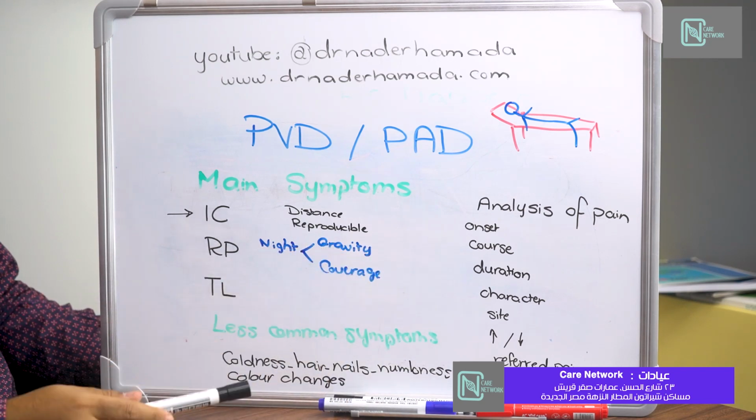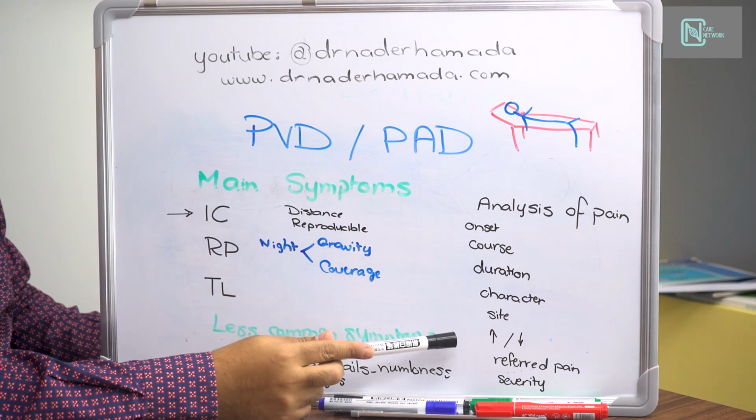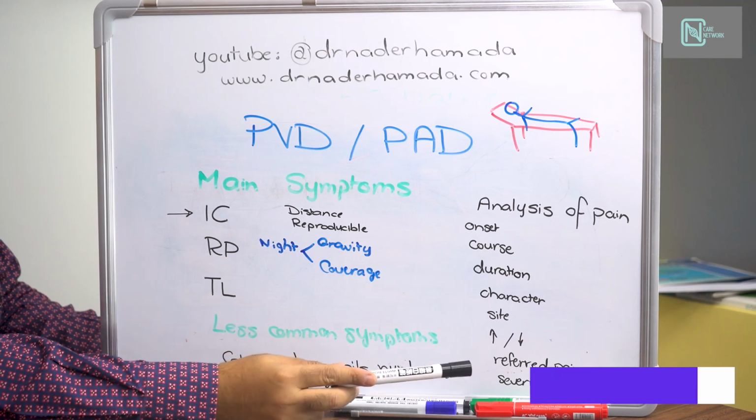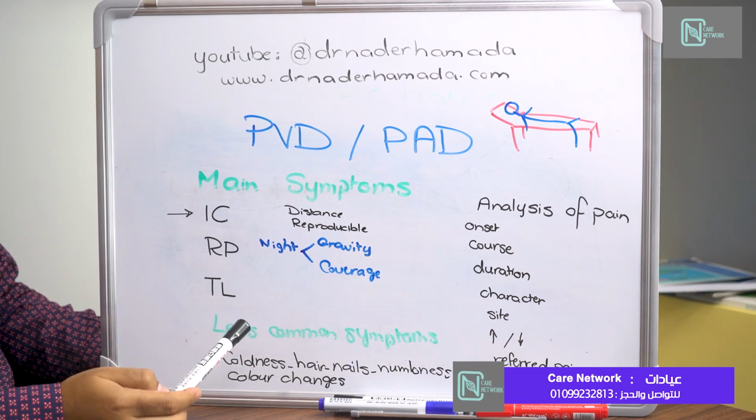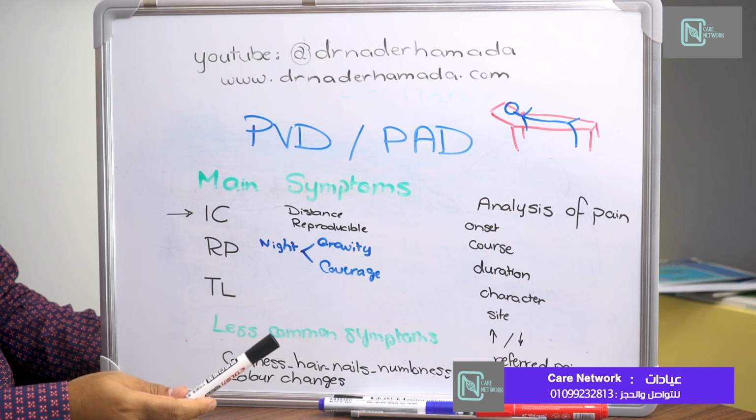We have to ask about onset, course, duration, character, site, what increases and what decreases the pain, whether the pain is referred or not, and the severity of the pain. Usually the rest pain is very severe.